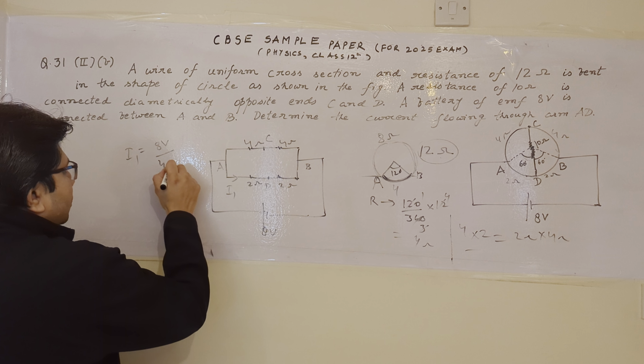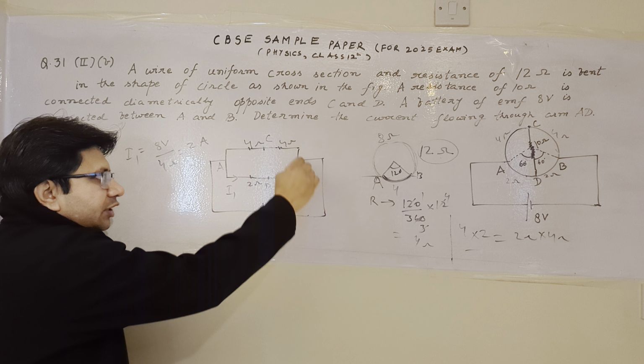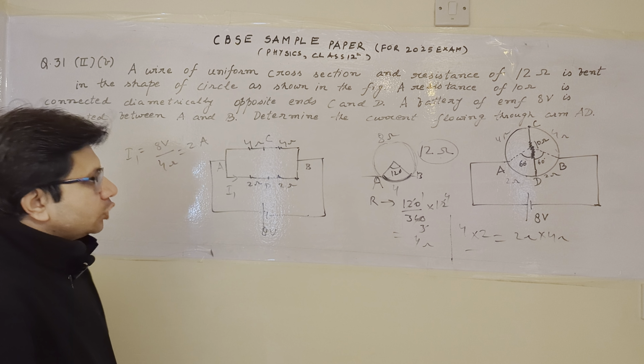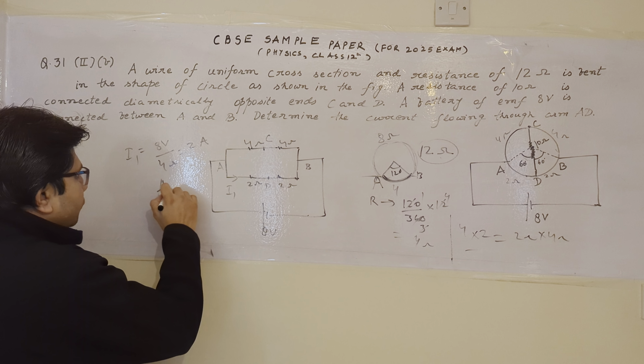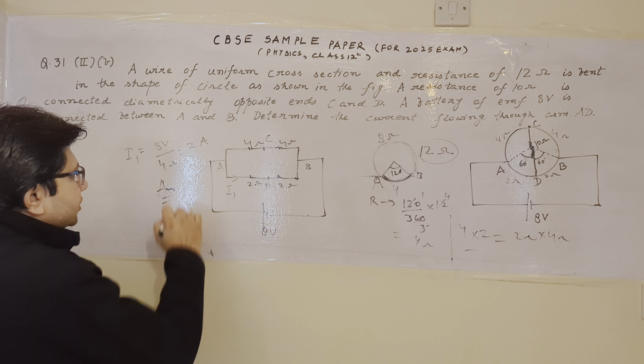So we can say that in this particular branch from A to D and then from D to B, the current flowing is 2 ampere. So this is the final answer. This is the final result.